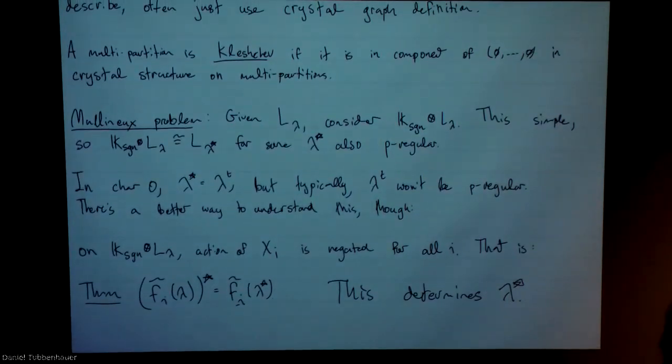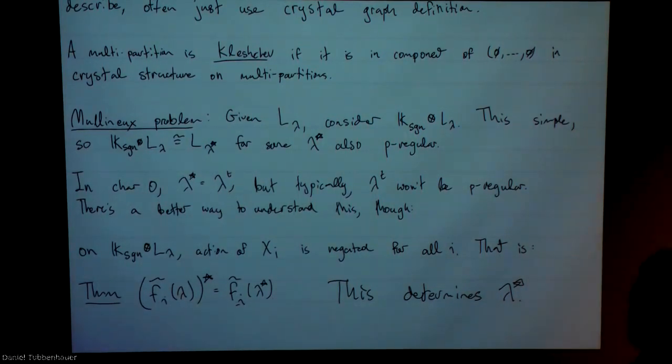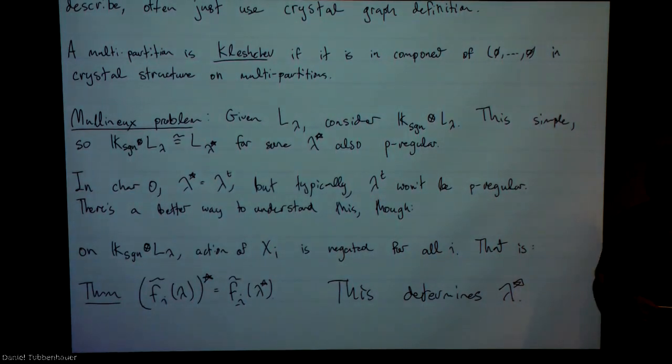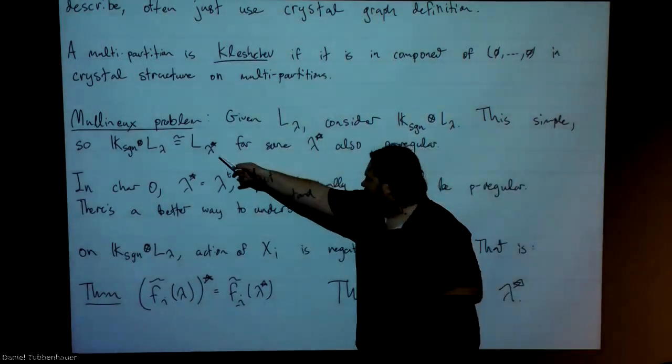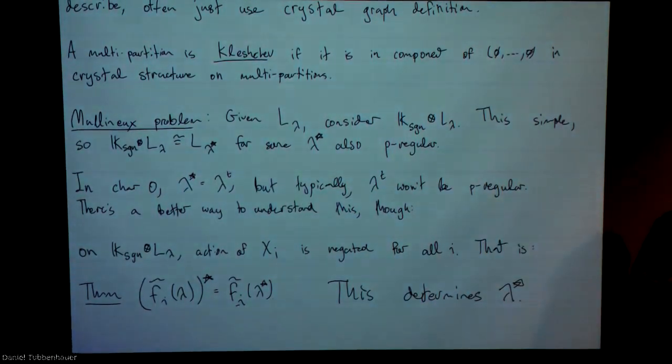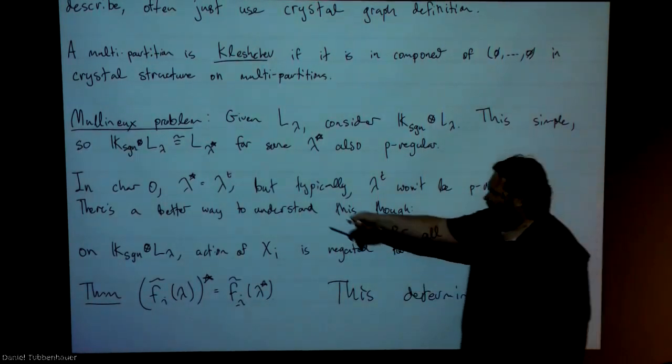So what's an interesting application of this? Now I have like -1 minutes, but this is so nice, I gotta tell you. If I have L lambda, then an obvious thing I can do is tensor it with the sign representation. The result is simple. So the result is L of lambda star for some other p-regular partition. In characteristic 0, of course, this is transpose. But the transpose of a p-regular partition is not p-regular. So that's obviously not what this operation is for small primes.